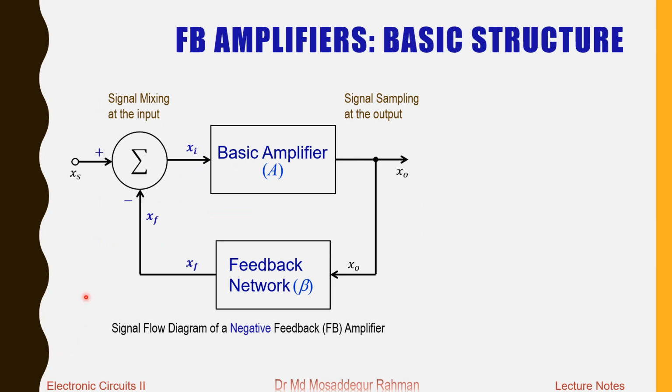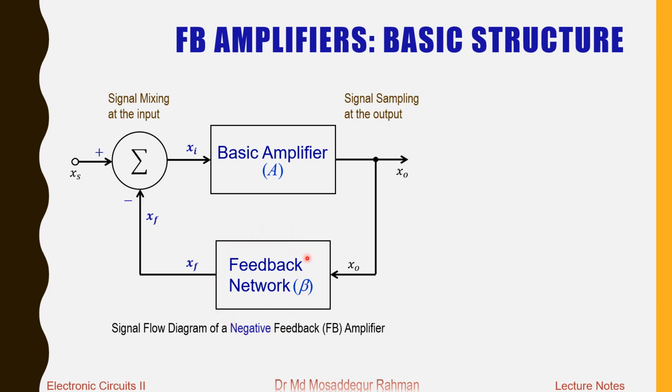So this diagram here shows the basic structure of a negative feedback amplifier. The main components of the feedback amplifier are, one, this basic amplifier, where A is the gain of that basic amplifier, and the other important block of this feedback amplifier is the feedback network.